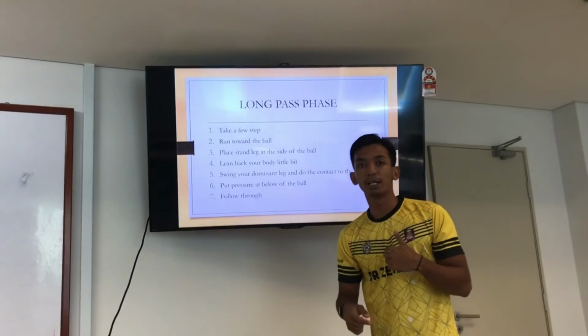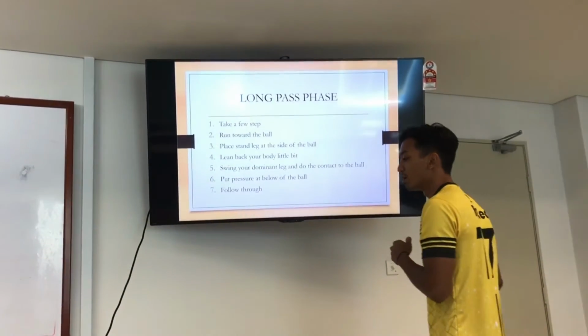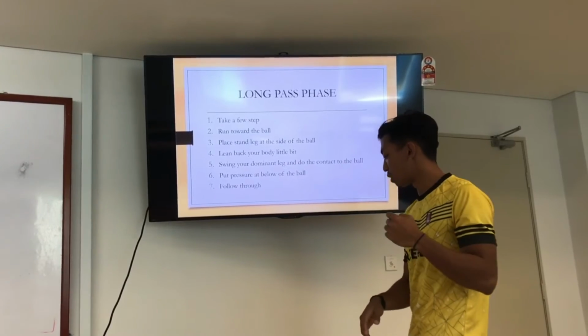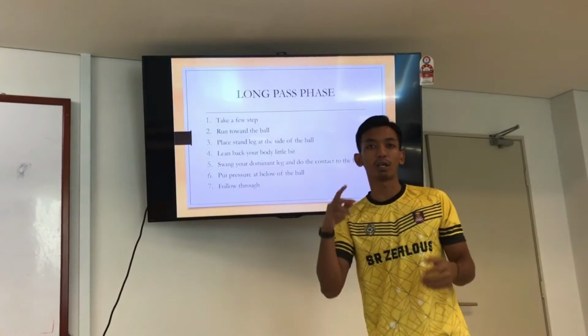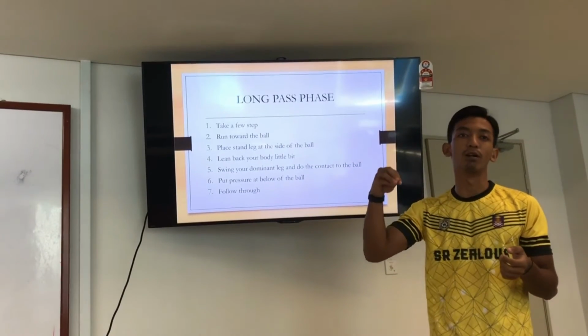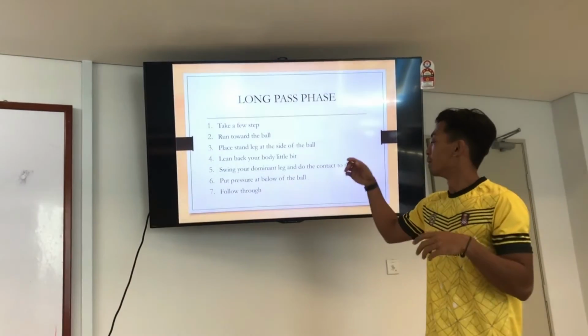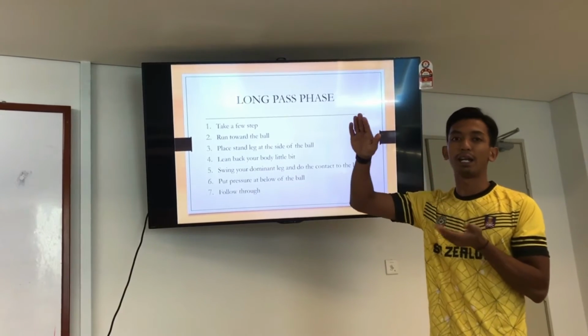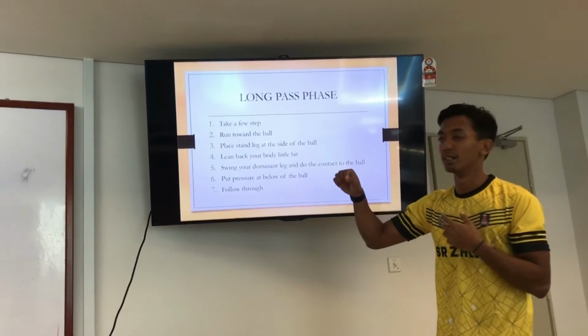Okay, so my dominant leg is the right, so I will do the swing with my right leg and then make contact with the ball. When I make contact with the ball, make sure you put pressure on the lower side of the ball. Why? Because we want the ball to travel quite high and reach the target.